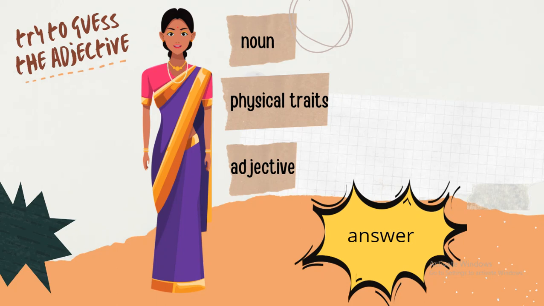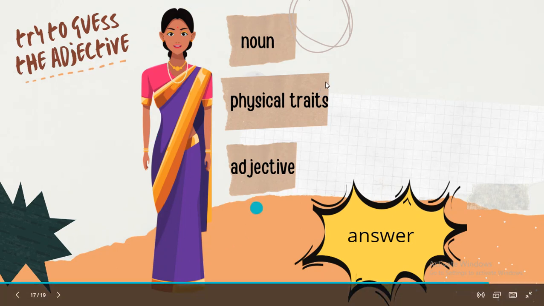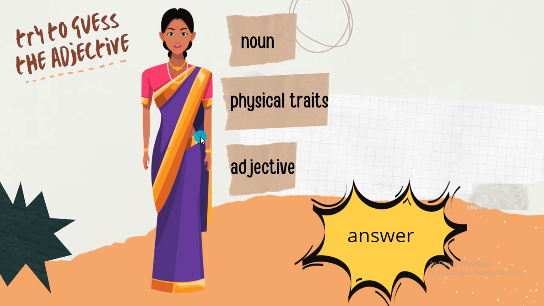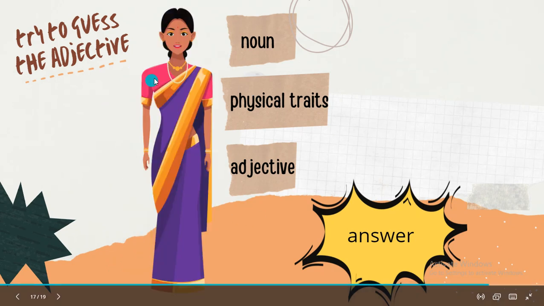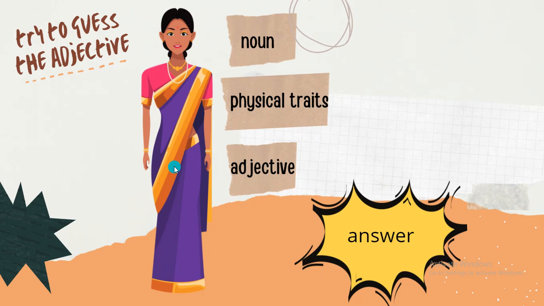These are some questions for you. Try to guess the adjective for the thing here. Okay, now you can see that this is a girl. What physical traits do you want to say? Maybe the clothes. Physical trait, something that you can see clearly with your eyes. So clothes, what about the clothes? What does she wear? She wears a sari. What about the sari? Is it a colorful sari or just a bland dull sari? So the adjective is colorful. So your answer shall be colorful sari.